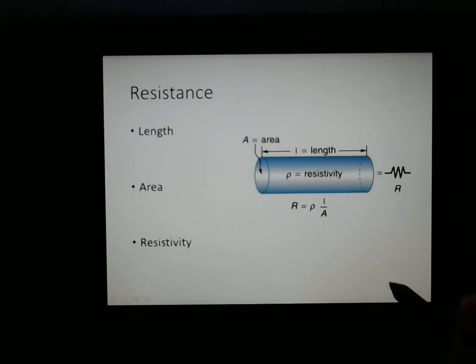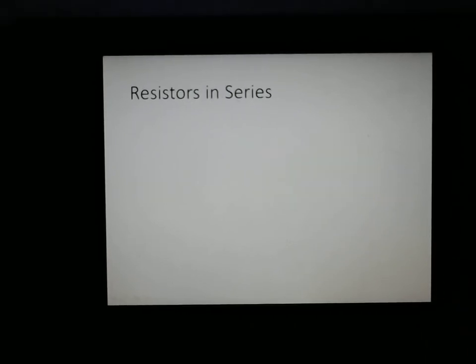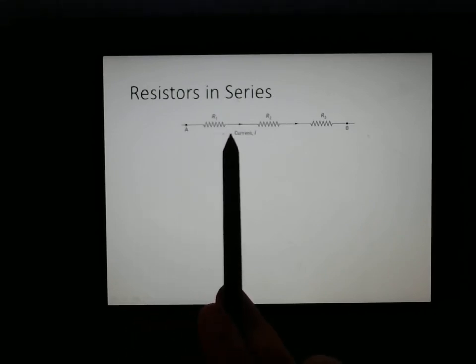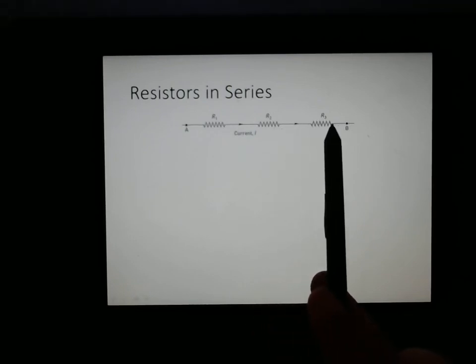So let's start with series. When we have resistors in series, that means the current has to go through the first resistor, and then through the second, and so on. So here is a set of resistors in series. We see the current flow needs to go through resistor 1, then it gets to 2, goes through 2, gets to 3, goes through 3.